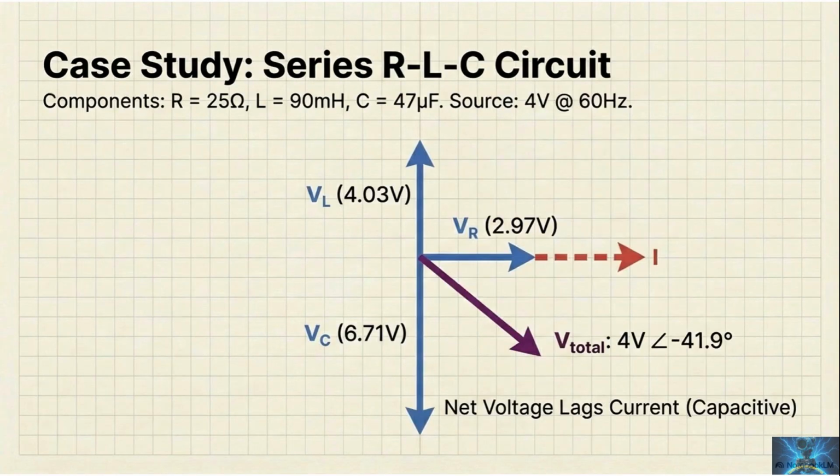Case study, series RLC circuit. In a series resistor-inductor-capacitor circuit, each component's voltage behaves differently relative to current. The resistor voltage is in phase with current. The inductor voltage leads current. The capacitor voltage lags current. When we add these voltages as vectors, the resultant tells us the total supply voltage and the overall phase relationship. The angle of the resultant tells us whether the circuit looks net inductive or net capacitive.